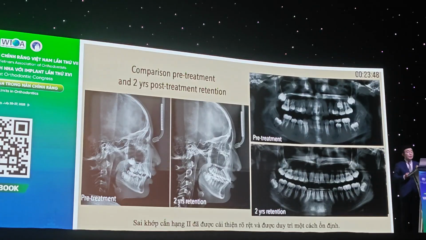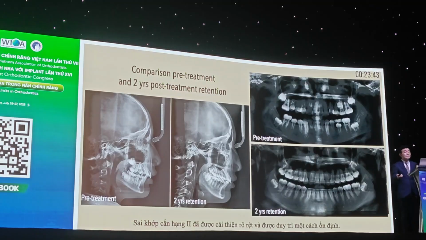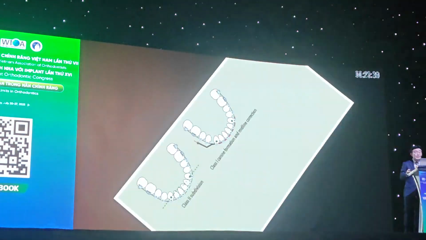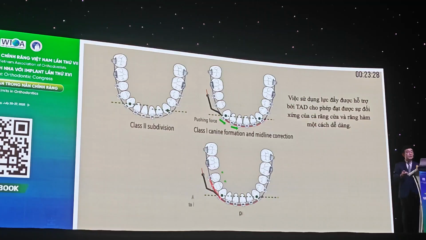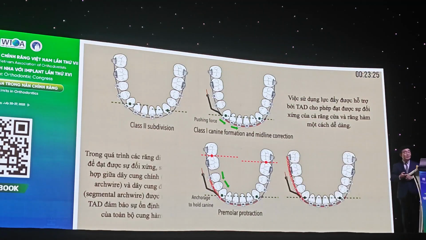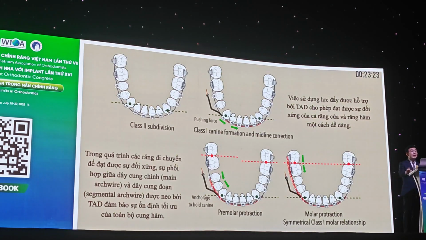The class 2 subdivision malocclusion has shown significant improvement and is being stably maintained. The use of TAD-supported pushing force allows for easy achievement of symmetry for both the incisors and molars. While the teeth shifted to attain symmetry, the collaboration between the main arch wire and TAD-supported segmented wire ensures optimal stability throughout the dental arch.